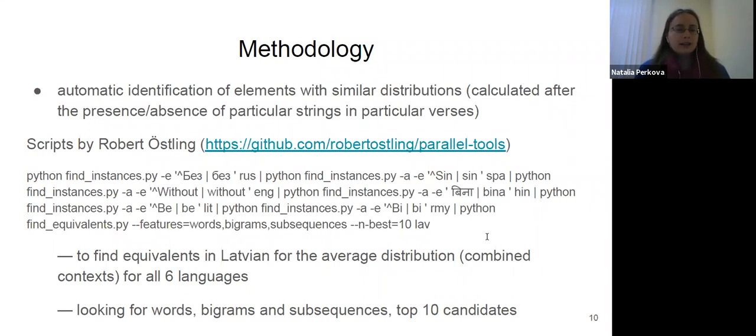So he wrote the program which allows us to look for the candidate markers by using certain seed grams. So if you use several seed grams, you look for the generalized distribution of all of them, and then you can also specify some parameters. So in this case, we look for words, bigrams, and subsequences, so all of these types among the candidates, and for the best 10 candidates.